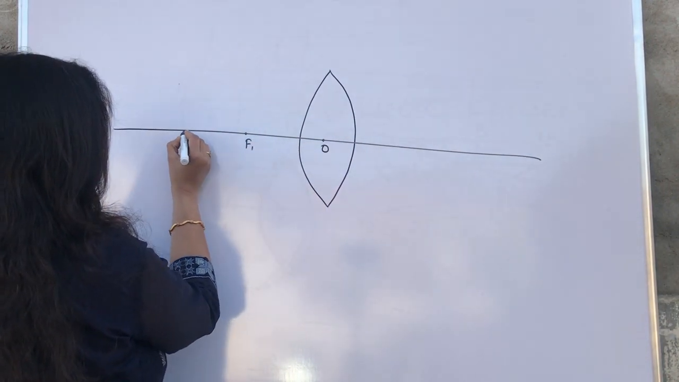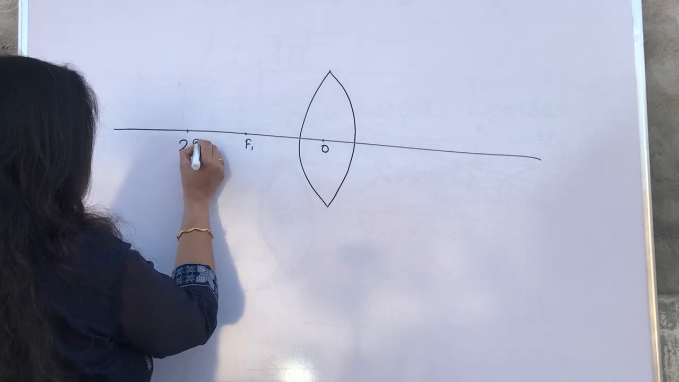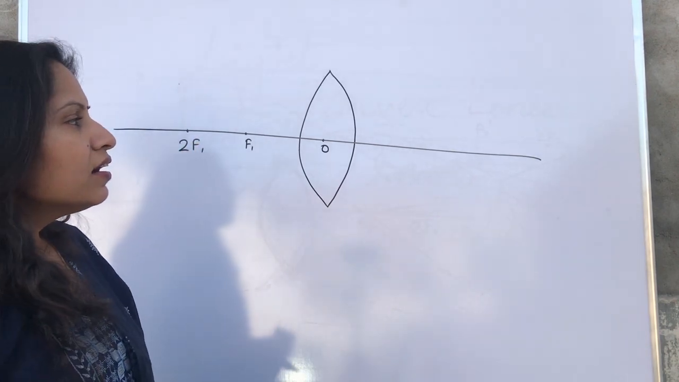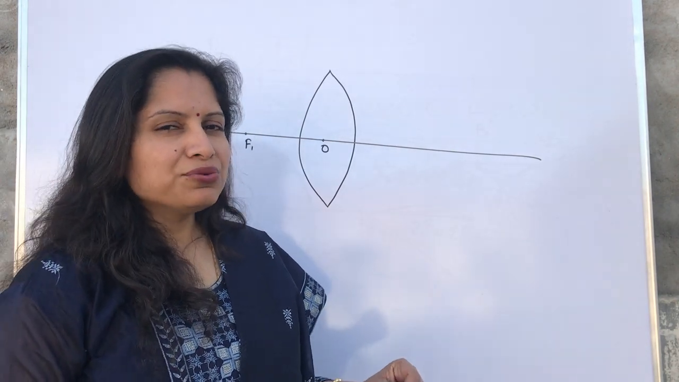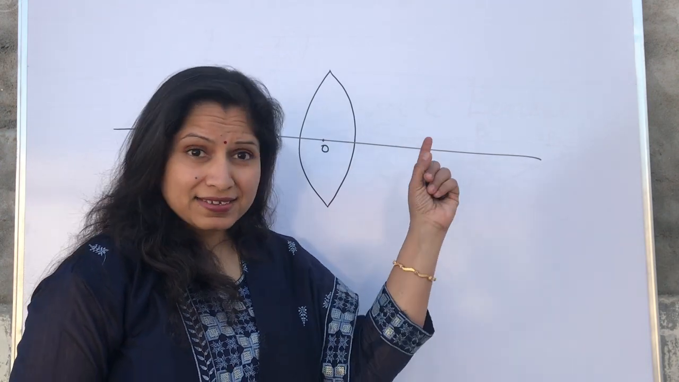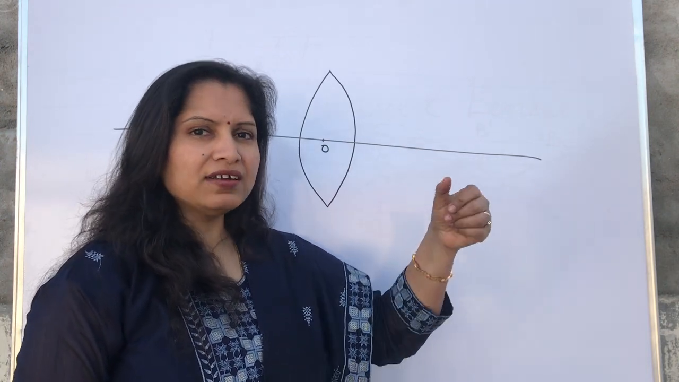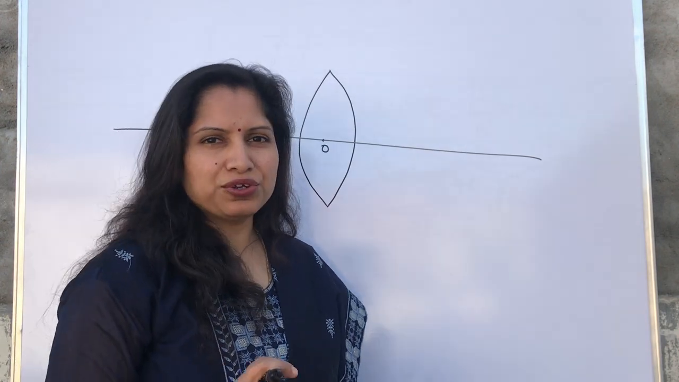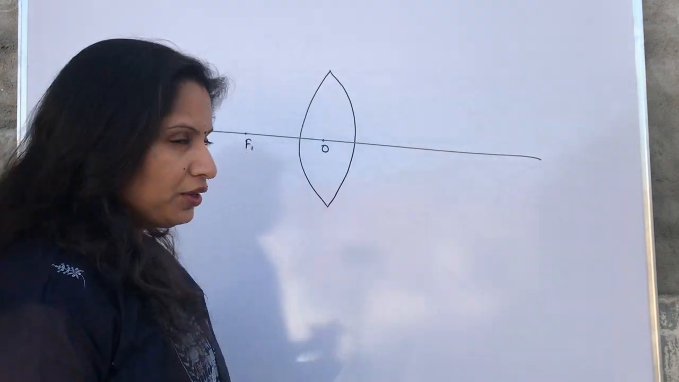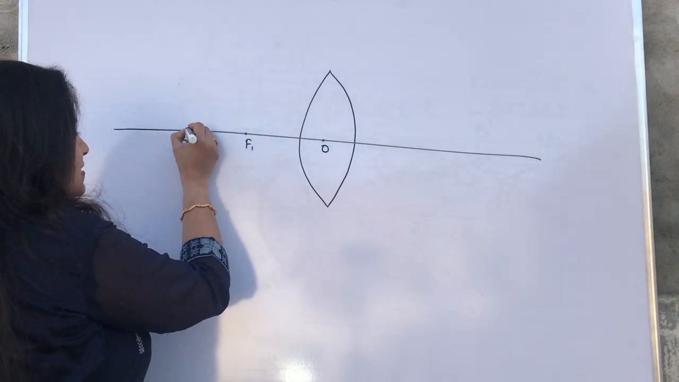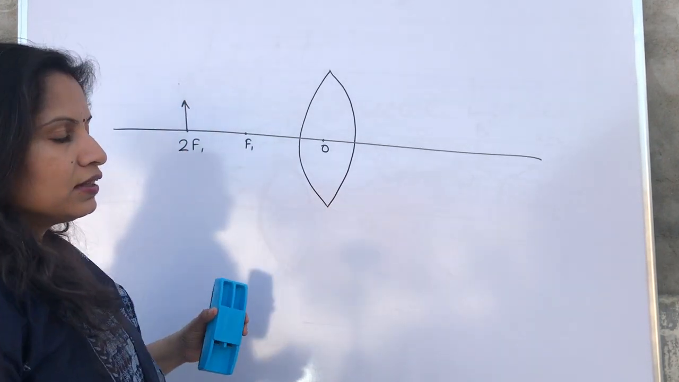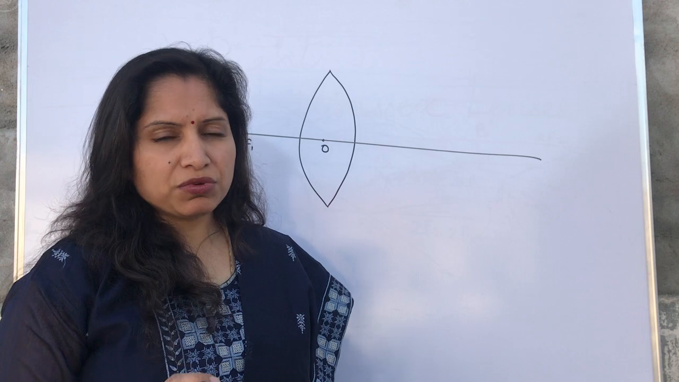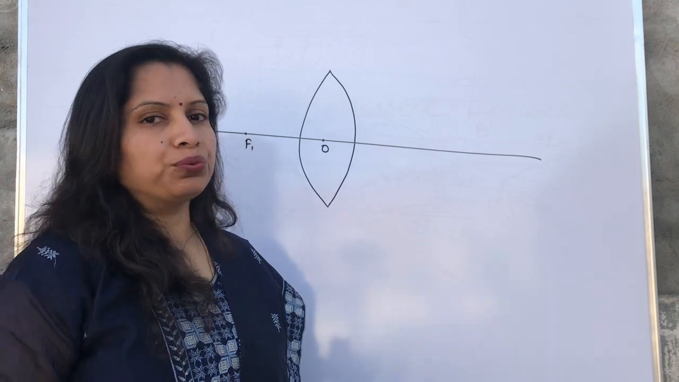Now I'll try to take the same measurements, 2F1. In this condition also we are using a trick. Like in center of curvature we used a trick, similarly for this ray diagram also we are going to do some cheating. We are going to use a trick. And what's that trick? When the object is placed at 2F1, a same sized image is formed at 2F2.